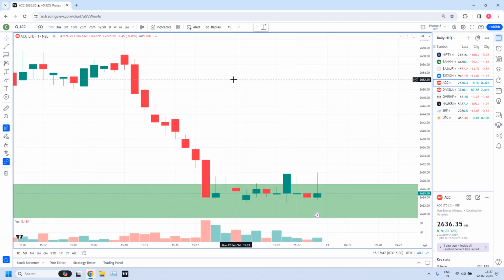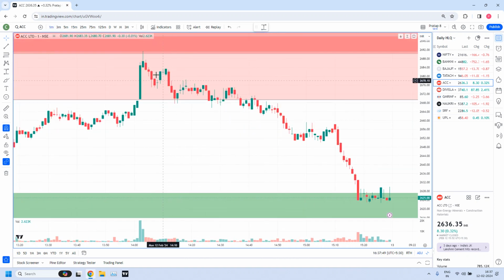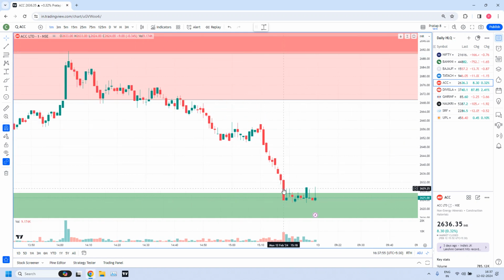If you look into 1 minute, you will know exactly the time from when it entered the zone. At 2 o'clock 3 minutes, it entered the zone. And when it reached the target, at 3 o'clock 18 minutes, it reached the target.